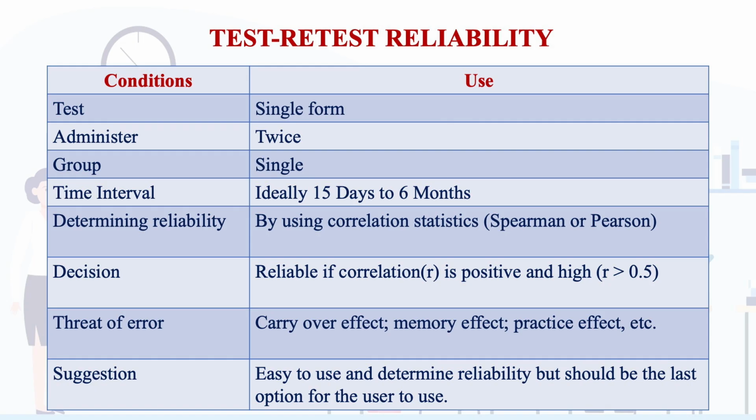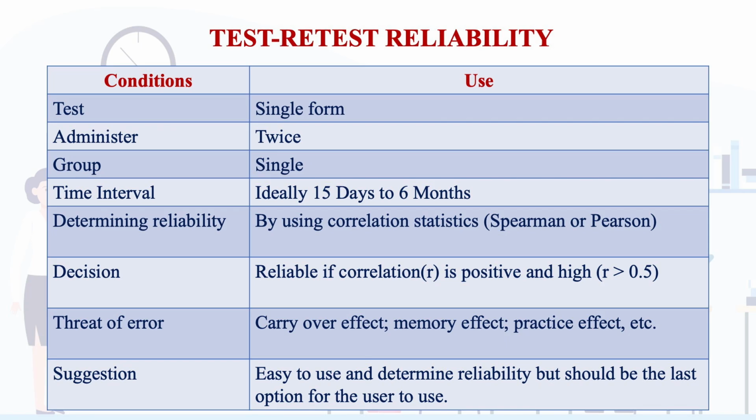And further, how do we determine reliability? By using correlation coefficient or correlation statistics, such as the Spearman correlation method or Pearson correlation method. When the single test is administered twice upon the single group of students, you will find two sets of scores. After getting the two sets of scores, you have to find the reliability coefficient of these two sets by using either the Spearman method or the Pearson method.